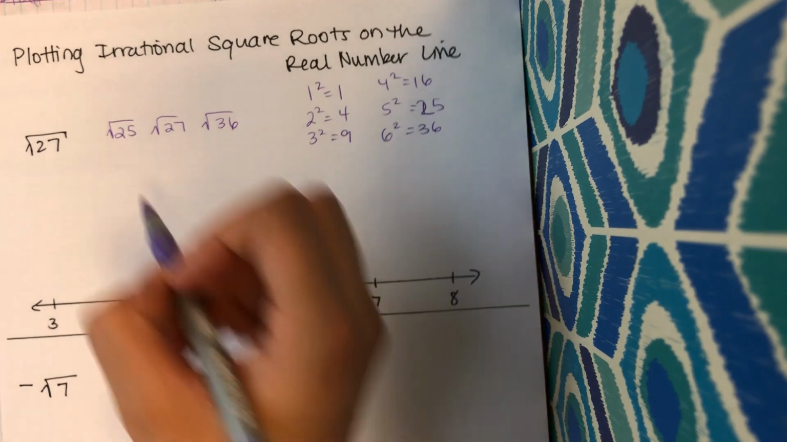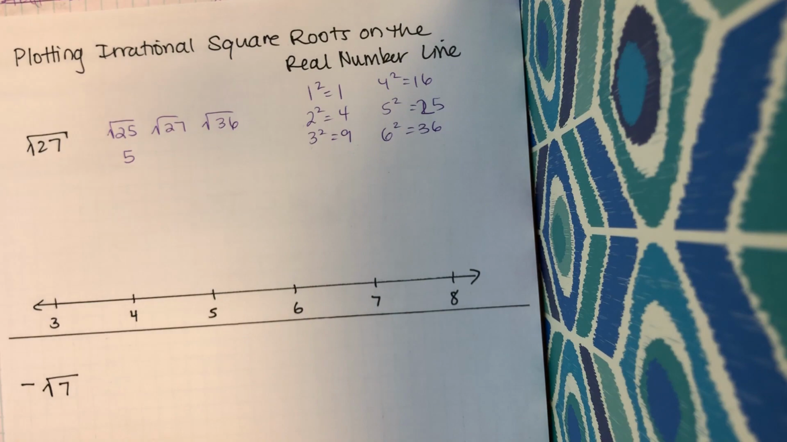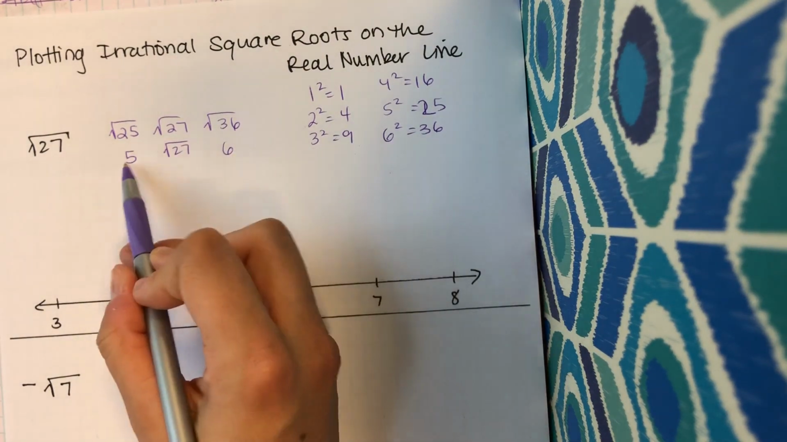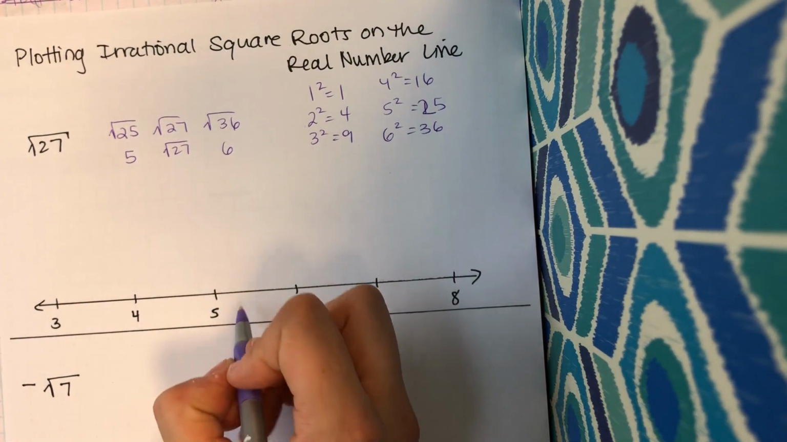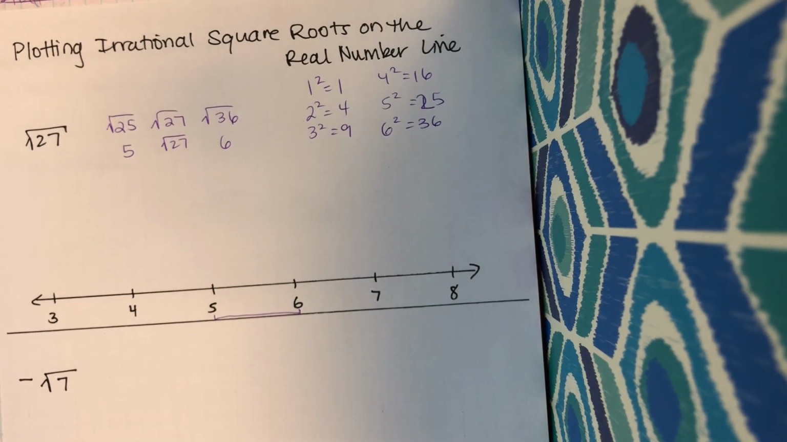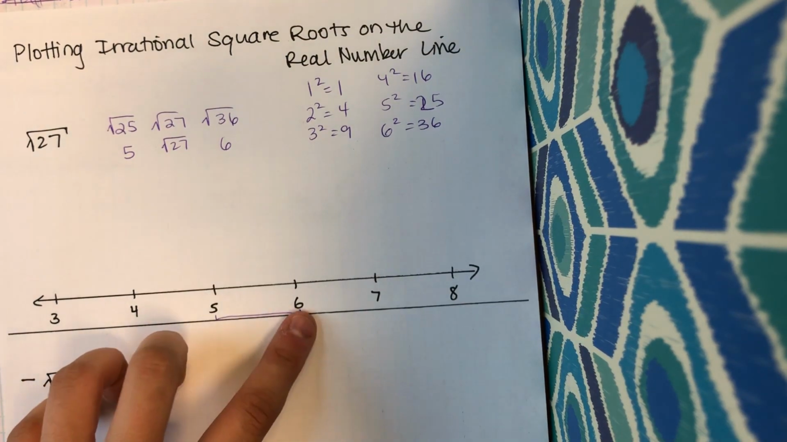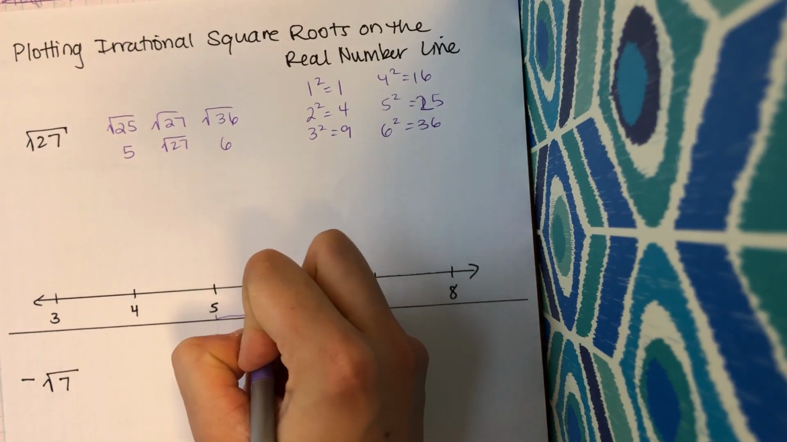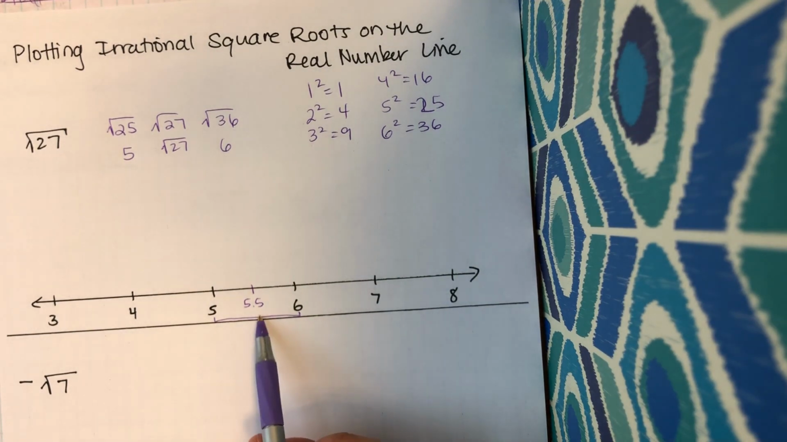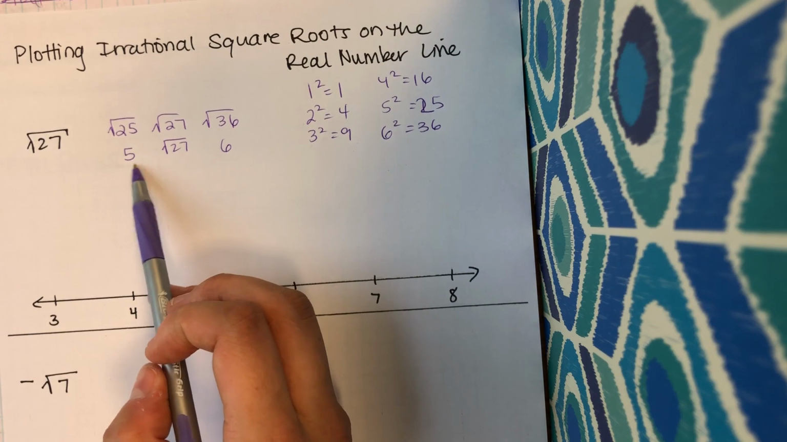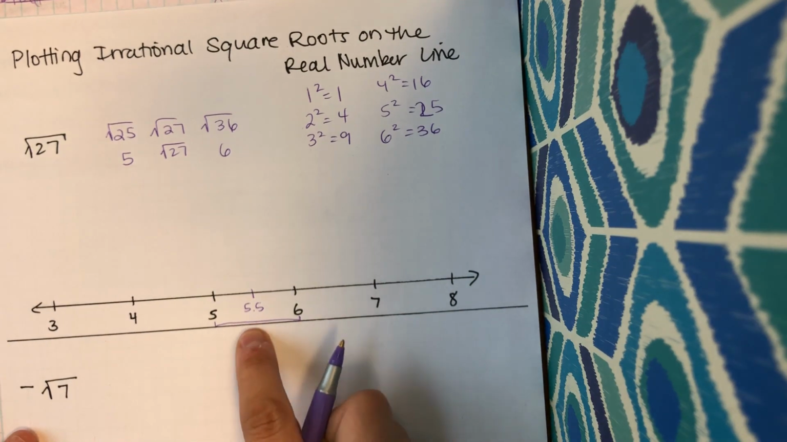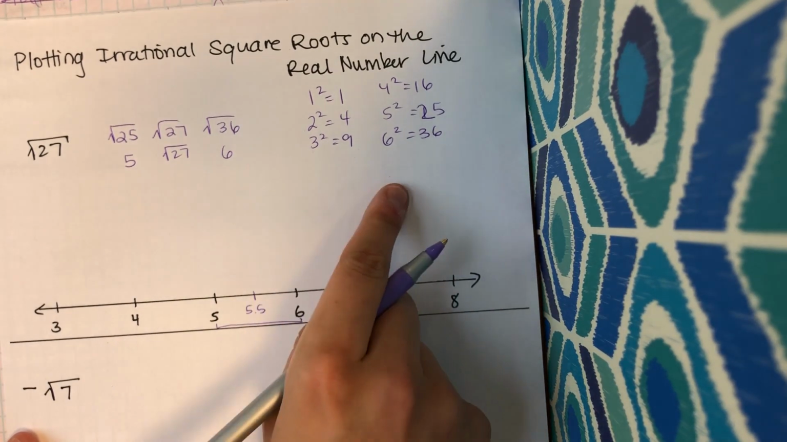Since I know the square root of 25 is 5, and the square root of 36 is 6, I know that the square root of 27 has to be somewhere in between those two numbers, 5 and 6. So it's going to go in between these two numbers on the number line. We know it's somewhere in here, but we don't know, is it closer to 6, is it closer to 5? So we're going to look at 5.5 right in the middle and see where it would fall. Is it closer here or is it closer here? To figure that out, we need to figure out what 5.5 squared is, and we could add that to our lists over here.